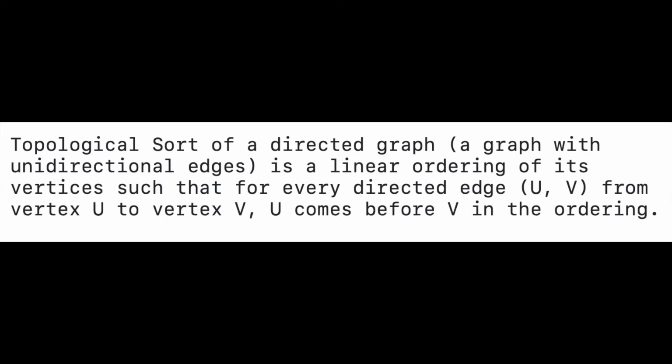It is nothing but the linear ordering of its vertices such that for every directed edge, let's say u and v, from vertex u to v, u comes before v. Okay, let's take this example.